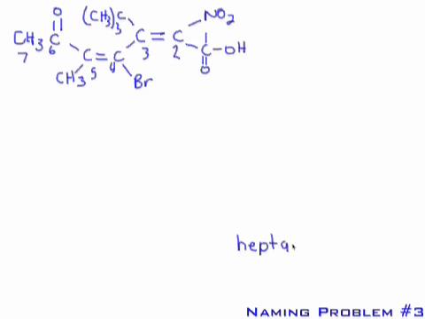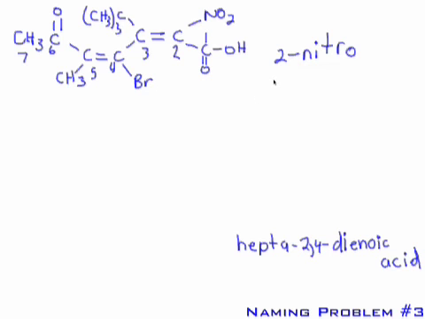hepta-2,4-dienoic acid. And acid is a separate word. Off of this, we have a 2-nitro. Off of carbon 3, the C with 3 CH3s, that is a tert-butyl. Hopefully you memorize your substituents. Carbon 4 is a bromo.